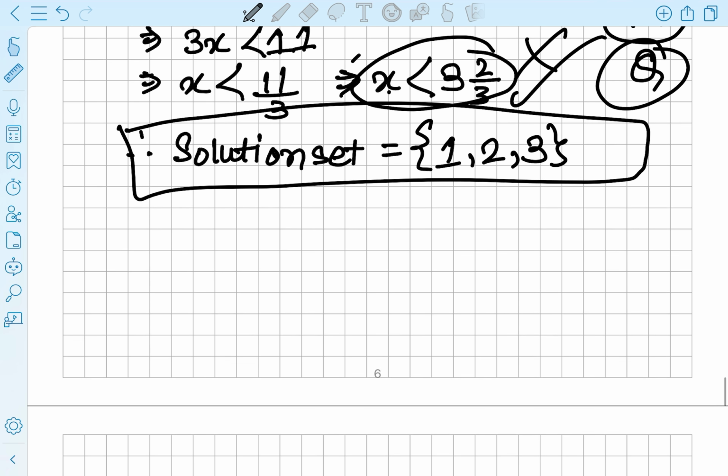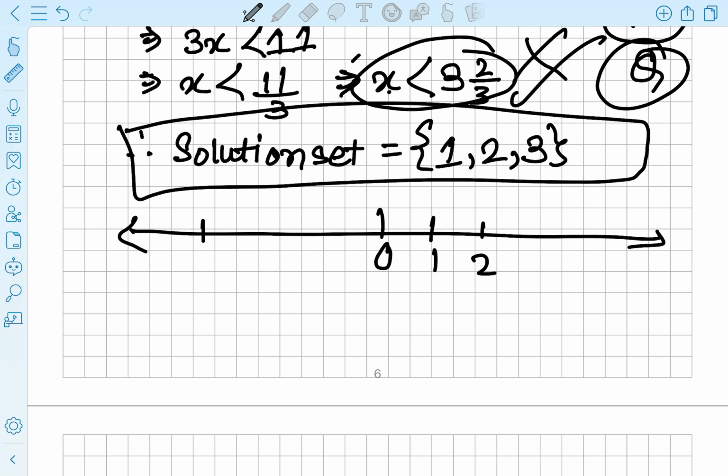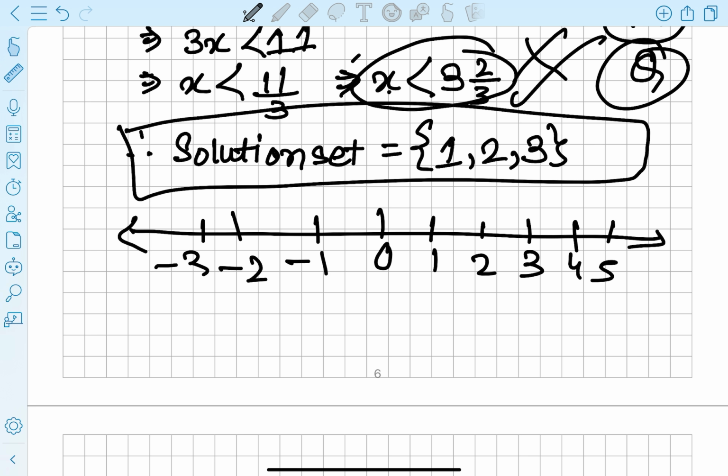Now we can also plot it on a number line. How can we plot it? Just make a number line. Make 0, 1, 2, 3, 4, 5, and likewise make a few on this side also. Just mark 1, 2, 3. These are your solutions. This is how you actually go about linear inequalities.